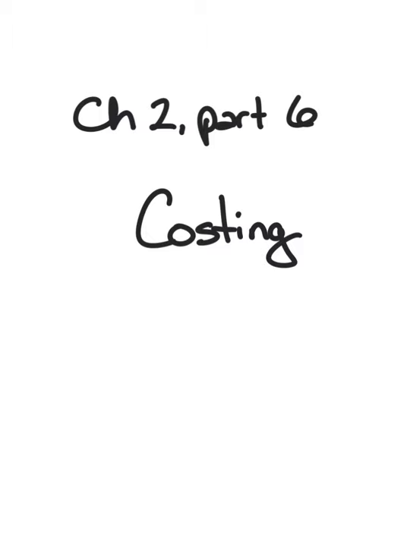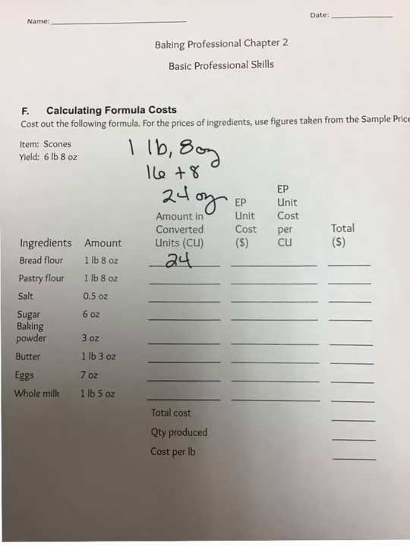We've made it to the last section of this unit. Congratulations. Now we're going to look at costing. Before you sell a product, you need to set a price. Before you set the price, you need to know what it costs you. So we're going to look at costing formulas.